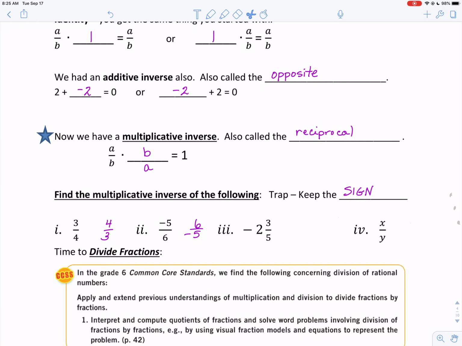To find the multiplicative inverse of a mixed number, first you have to change it to an improper fraction, negative 13/5, and then you can flip it and get negative 5/13. Notice it does not matter whether you put the negative on the top, the bottom, or in the middle. It's still a negative number. Then we could also do it with fractions. X over y, flip it, and you'll get y over x. So all of those are multiplicative inverses.